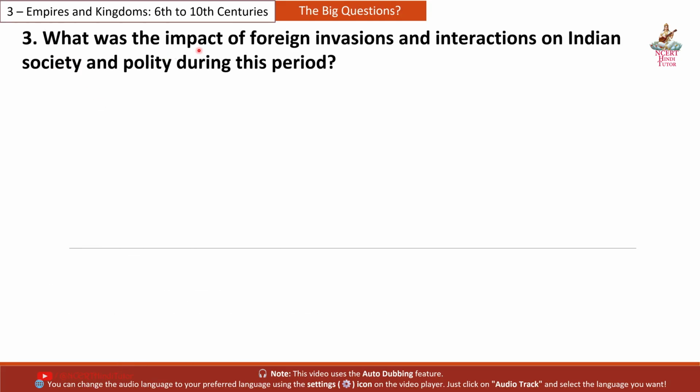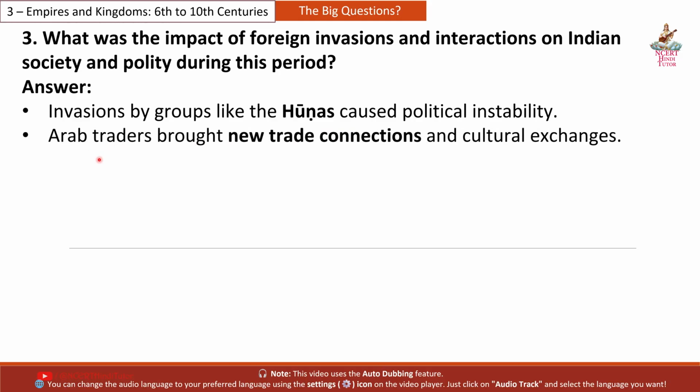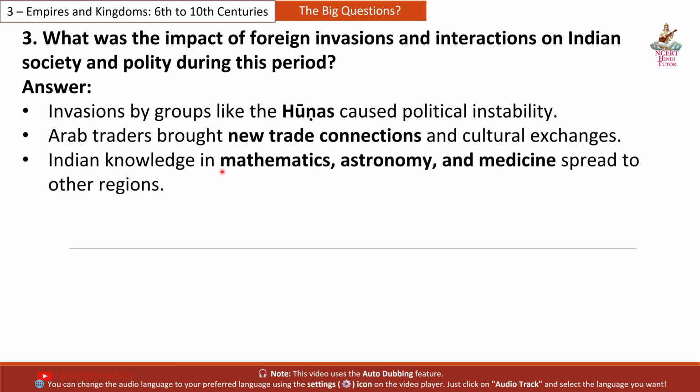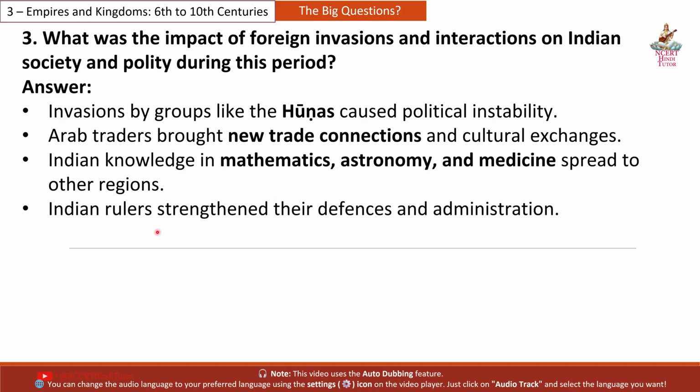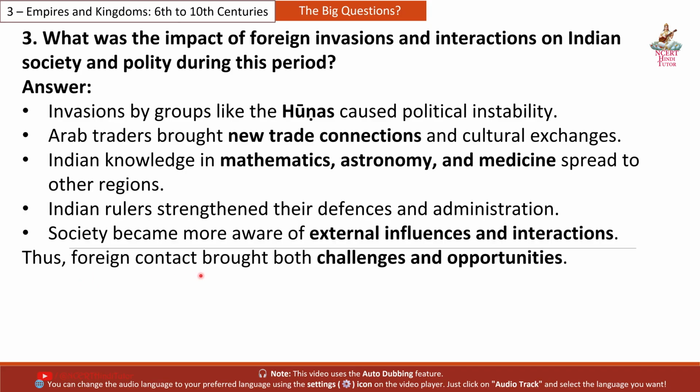Question 3. What was the impact of foreign invasions and interactions on Indian society and polity during this period? Answer. Invasions by groups like the Hunas caused political instability. Arab traders brought new trade connections and cultural exchanges. Indian knowledge in mathematics, astronomy, and medicine spread to other regions. Indian rulers strengthened their defenses and administration. Society became more aware of external influences and interactions. Thus, foreign contact brought both challenges and opportunities.